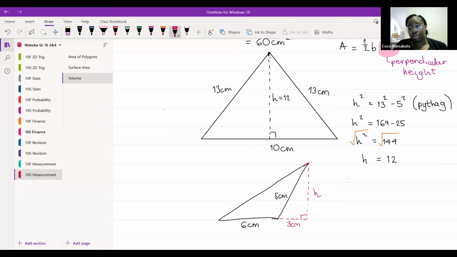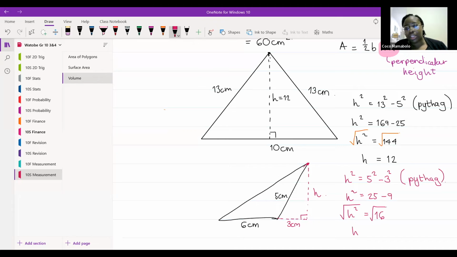I'd like you guys to do that for me, and then we're going to have our perpendicular height there. We know h squared is going to equal 5 squared minus 3 squared. Do not forget your reason, Pythag. Then we're going to go h squared is equal to 25 minus 9. h squared is therefore 16. Square root both sides. Therefore, h is equal to 4 centimeters. So our height is 4 centimeters.